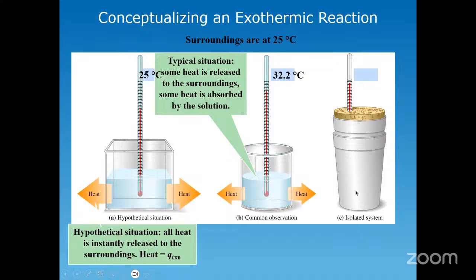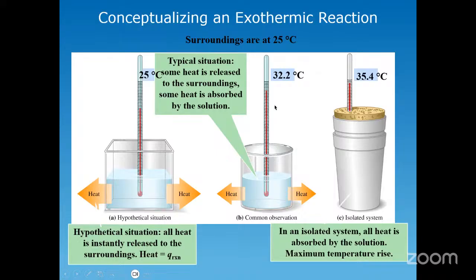So in this particular case, no heat will be allowed to escape from this reaction. Therefore, the maximum temperature achieved here would be higher compared to what we had here. And as you can see, the temperature in that case is 35.4 degrees Celsius. All right, so that's basically what happens in the case of an exothermic reaction. And as I said before, if you appreciate this, then you should be able to explain what happens in an endothermic reaction in each case.